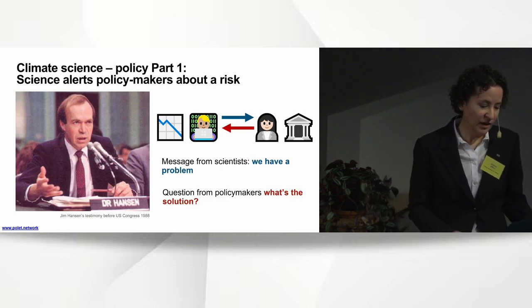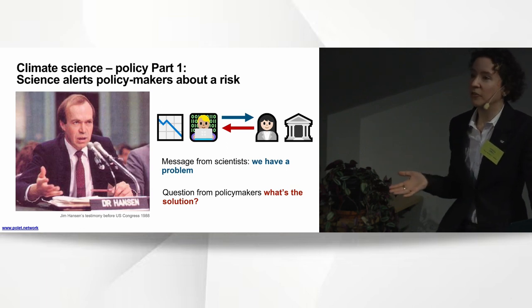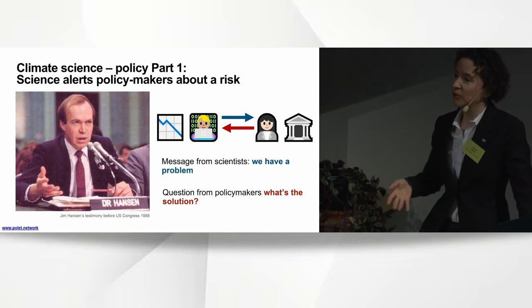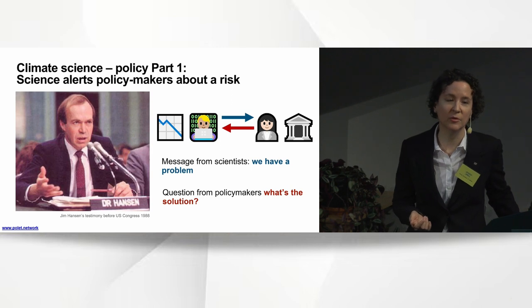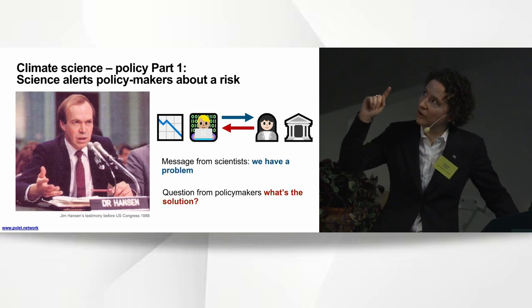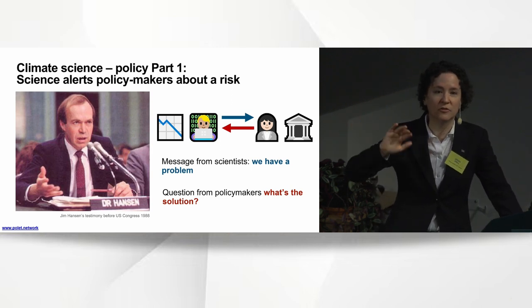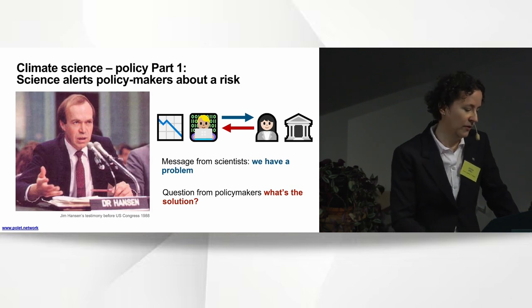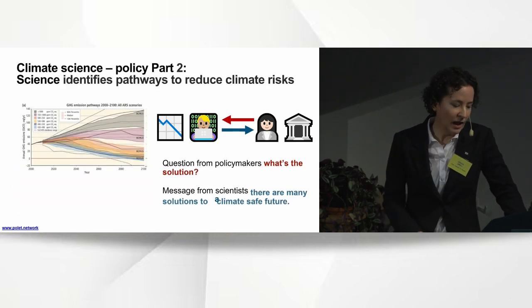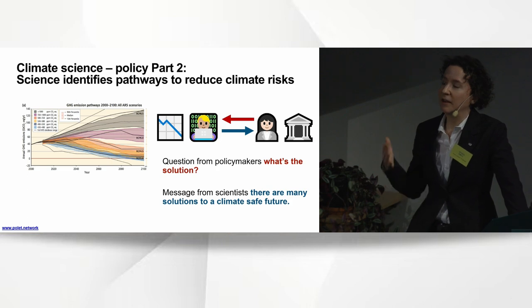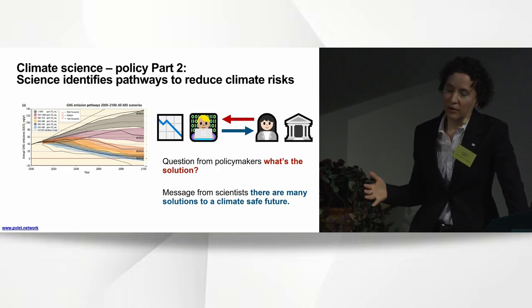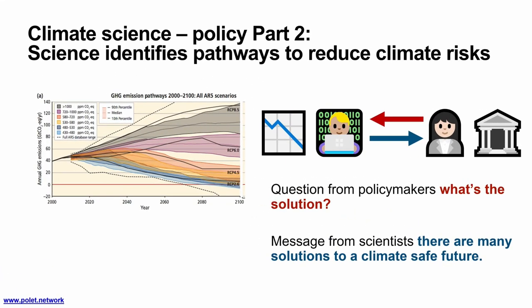And the message that came back from policymakers is, okay, well, what's the solution? Tell us what to do. You found a problem, now tell us what to do. And this dialogue started to move science into the second phase of climate science and policy. And in the second phase, science spent years, almost decades, identifying pathways to reduce climate risks. And the scientific finding was there are many solutions to a climate-safe future.